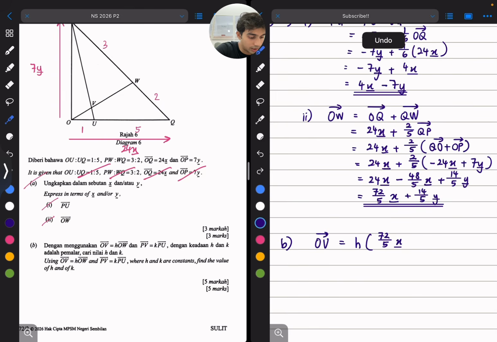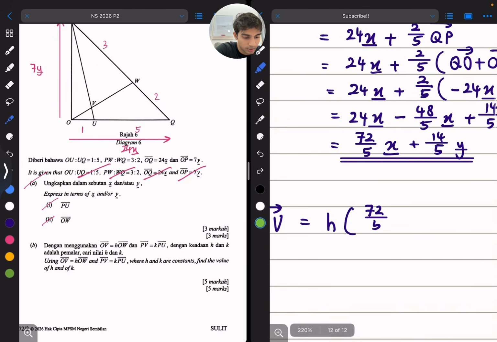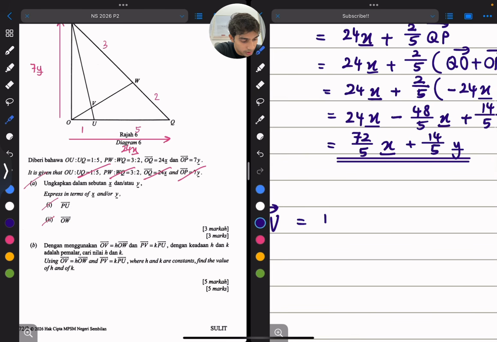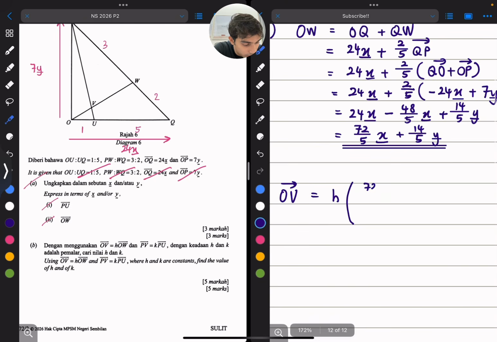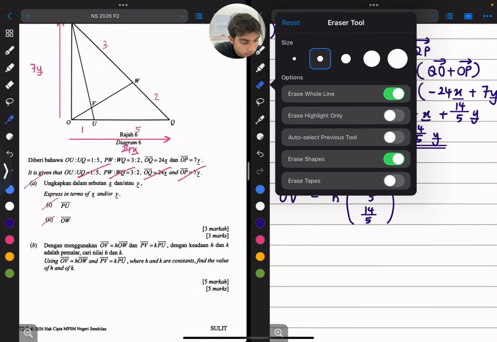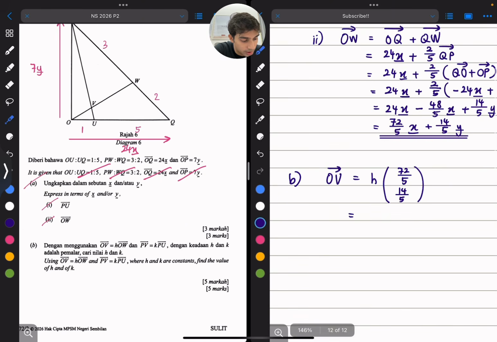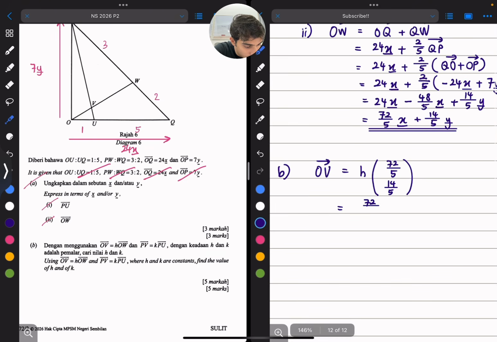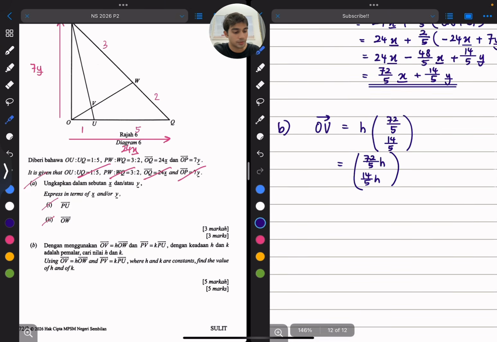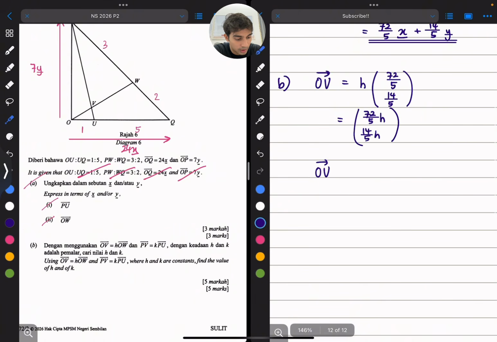You know what? It's easier to write it in matrix form. So let me write this in matrix form. h, x will be 72 over 5, y will be 14 over 5. So if you expand inside, it's just 72 over 5h and 14 over 5h. Okay, this is OV in terms of h.